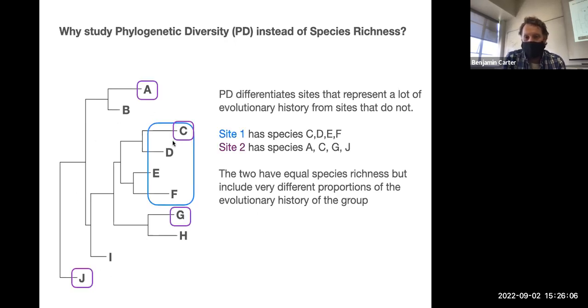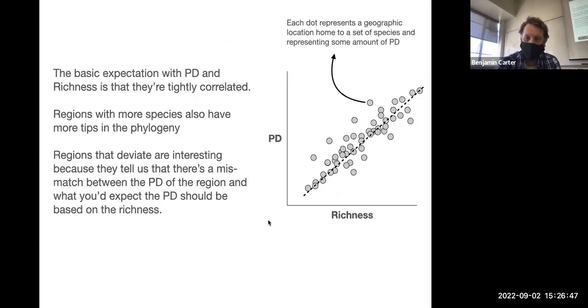Let's say this is a little evolutionary tree of species. If one of those sites has species C, D, E, and F in blue here, you can see those are all clustered together evolutionarily, so they're all really close relatives to one another. And then maybe at our other site, we've got species A, C, G, and J. Those species are all distantly related to one another. If we're looking at species richness, we'd see the same number, four species. But if we're looking at phylogenetic diversity, you get a really different story: really close relatives versus really distant relatives. And that can provide information that's really important to understanding how those species got to those places. I'll show you some maps in a second to illustrate that.